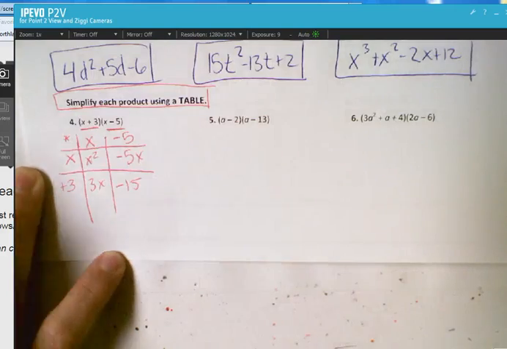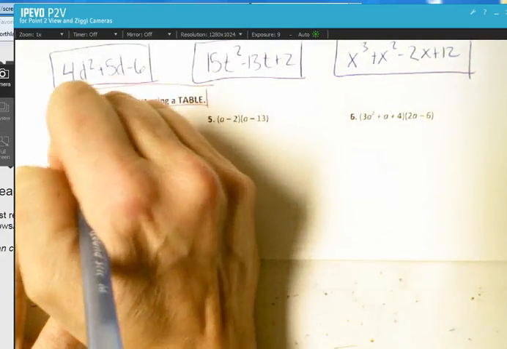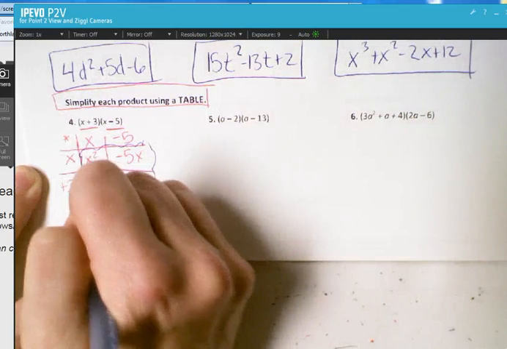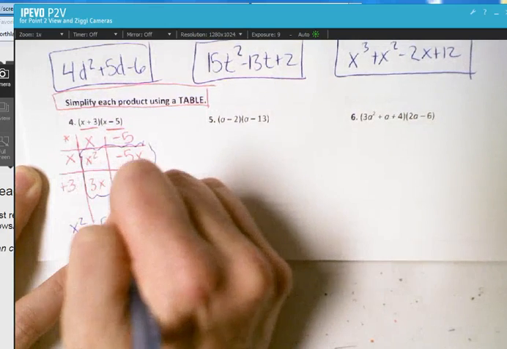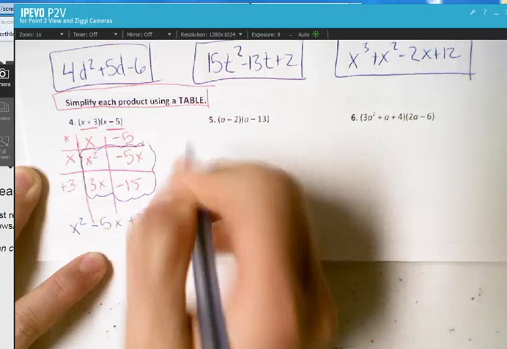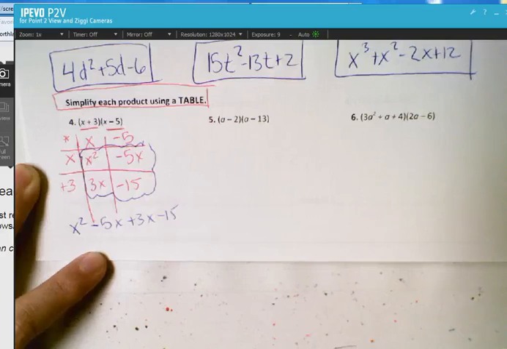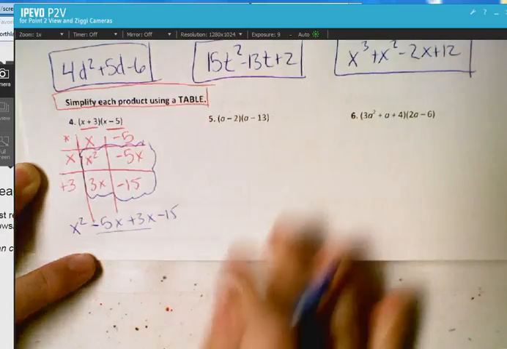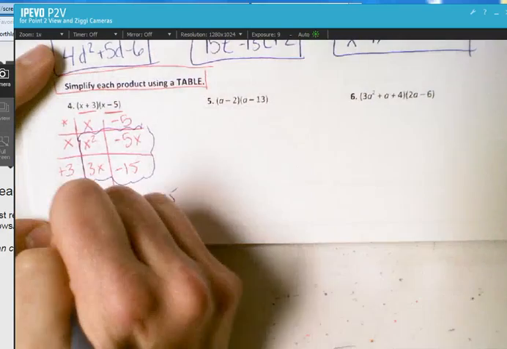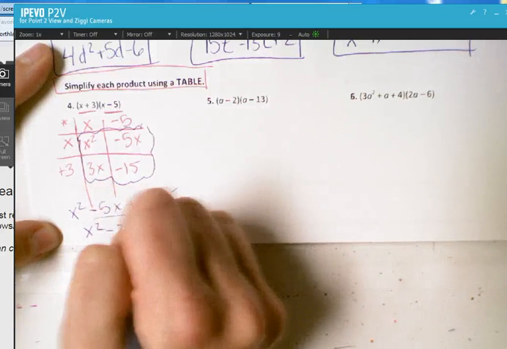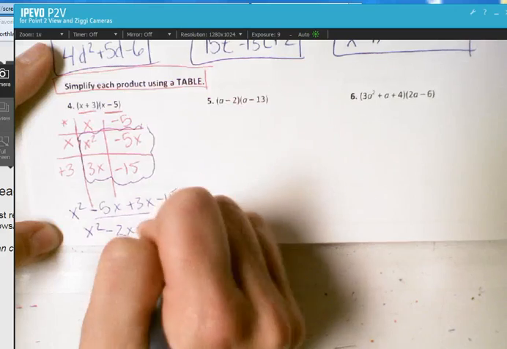The stuff that is inside the table then becomes my answer. X squared minus 5x plus 3x minus 15. So all I'm doing is going through and picking up all the terms that were inside my multiplication table. We should simplify by combining like terms, and we get x squared minus 2x minus 15.